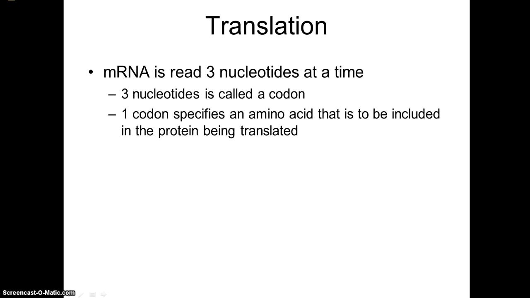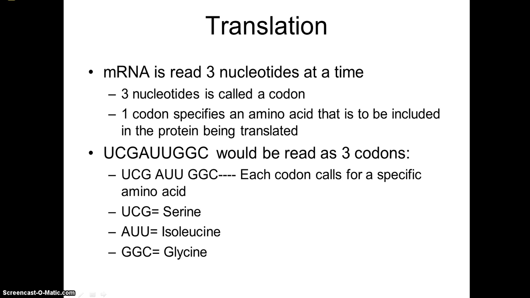Alright, let's take a look at this next. A couple more basics. When the mRNA is read by the ribosome, it's not read one at a time, it's read 3 nucleotides at a time. 3 nucleotides together is called a codon. It also has the word code right in it. So the code of the mRNA is read in 3s. And remember, RNA is just made of A's, U's, G's, and C's. So 3 of those together in order is a codon. One codon will specify one amino acid to go into that protein that's being made.